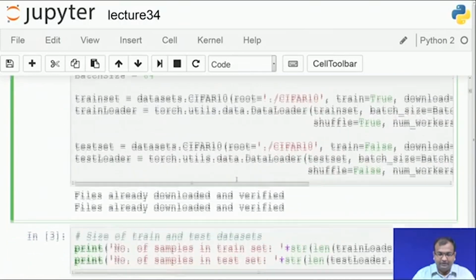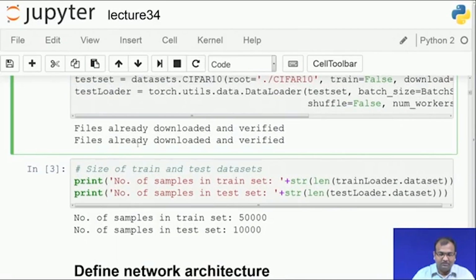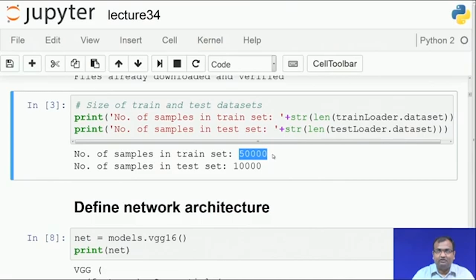And now that is just my train loader and my test loader. Both my data files get loaded there, and you see that the files are present, so it is verified. Finally we check the total number of samples. That is quite the same as we had for our CIFAR-10: 50,000 images in the training set and 10,000 images for testing, and that is what I am going to start working on.